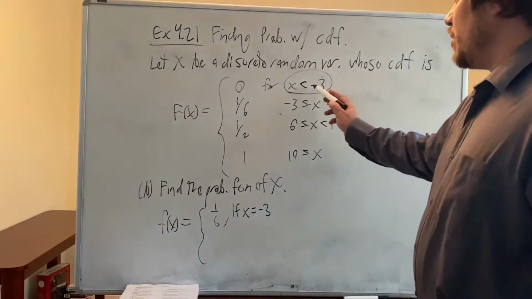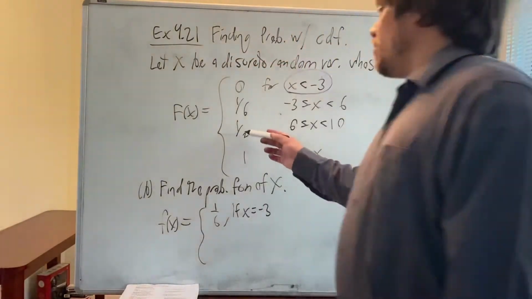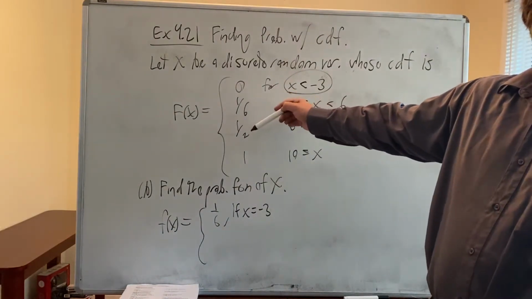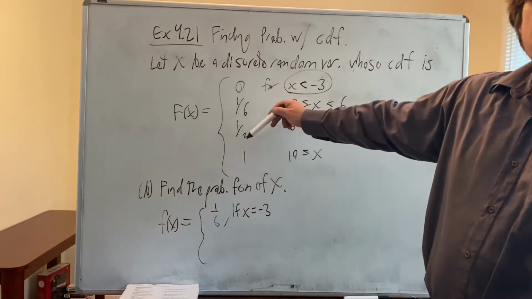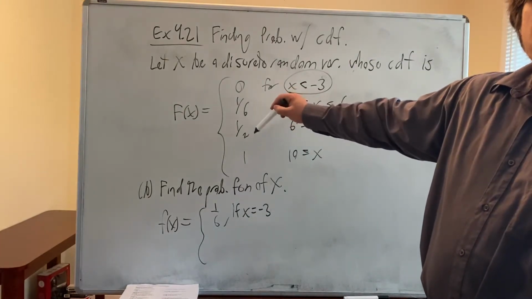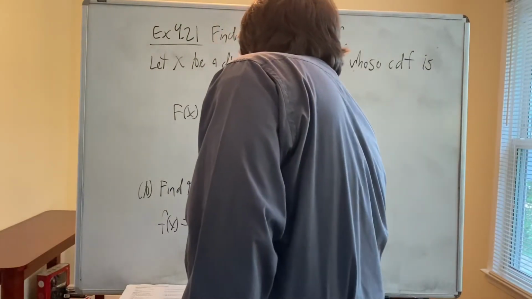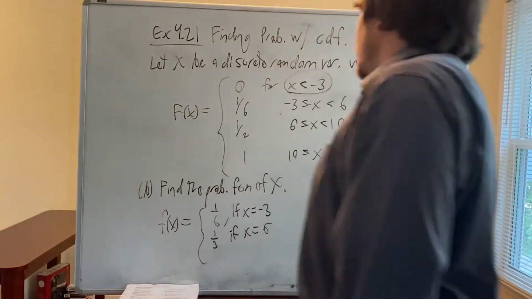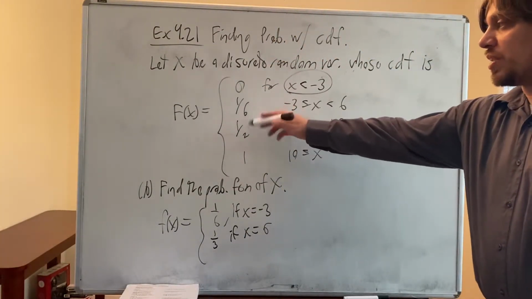That's the first jump. The next jump is at x equals 6. And that jump, it's not going to be 1/2. It's going to be the increase in probability from 1/6 to 1/2. So 1/2 is 3/6. So it's going from 1/6 to 3/6. So the jump is 2/6. That's 1/3. And so the probability is 1/3 if x is equal to 6. So when x is equal to 6, it jumps from 1/6 to 1/2. You add 2/6 to 1/6 and you get 1/2.